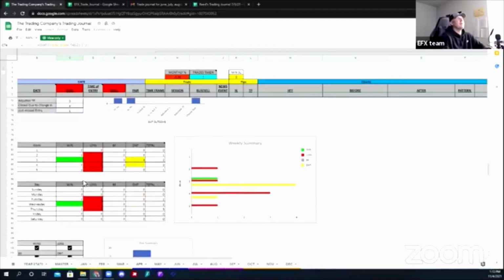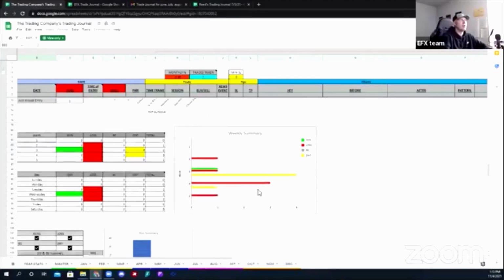Then you can see time of the week. Week 1 is one of his weak weeks. He doesn't do well in week 1. So guess what? He doesn't trade week 1. Week 2, you can see his losses, his wins, his did not triggers, his break evens, etc. And then you'll have a weekly summary.